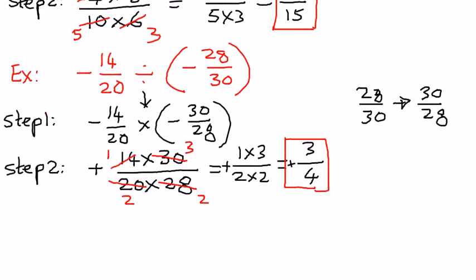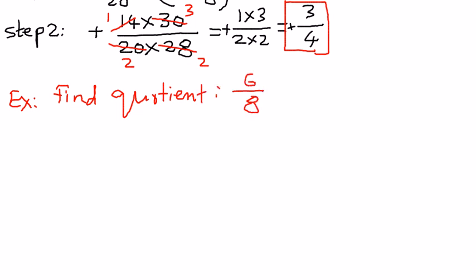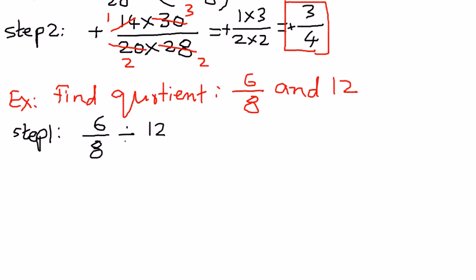Okay, let's look at another example. In this example, let's say we want to find the quotient of, let me write this, quotient means division. Find the quotient of these two numbers, 6 over 8 and 12. These are the two numbers we have, and as a first step, number 1, 6 over 8 divided by 12. That is what we have.